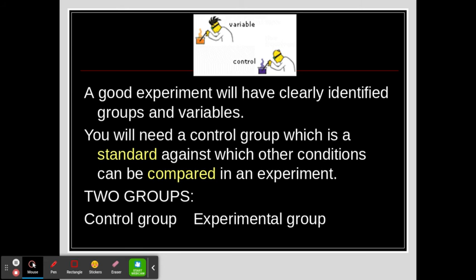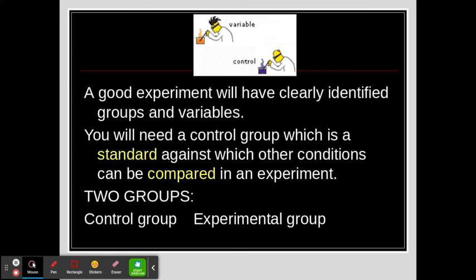So a good experiment will have clearly identified groups and variables. And you're going to need two groups, a control group and experimental group, to make sure that your variable is a good one. Both of your variables, your independent and dependent variables, are measurable, they're attainable, and they're actually causing a change.